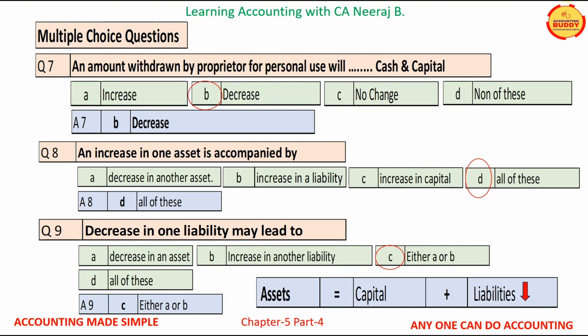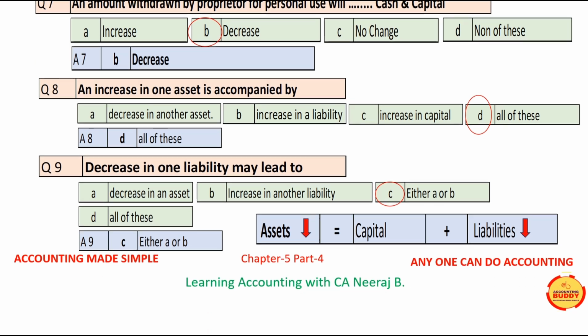If one liability is decreased, in order to balance the accounting equation, either another liability with the same amount should increase, or the other option is the asset with the same value should decrease. Therefore, option C is the correct answer.